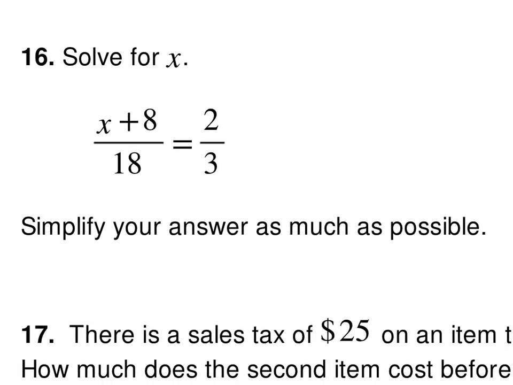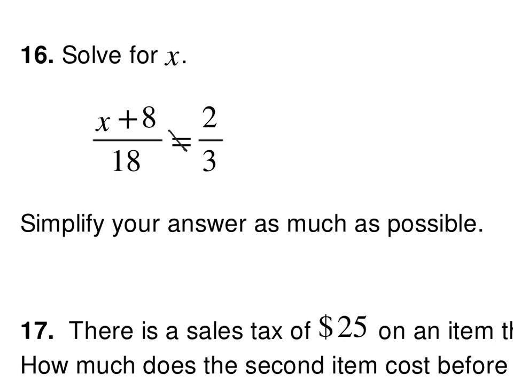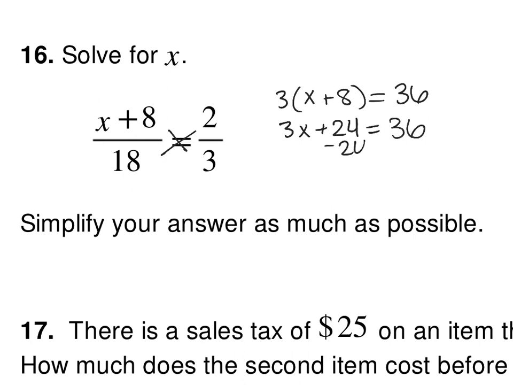Same thing on 16 down here. Cross multiply. We have 3 times the quantity x plus 8 equals 18 times 2, that's 36. 3x plus 24 equals 36. Minus 24, minus 24. Remember, this is last, so move everything else first. Those cancel. 3x equals 12. 36 minus 24 is 12.